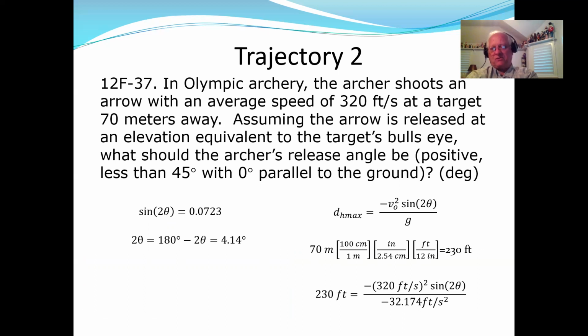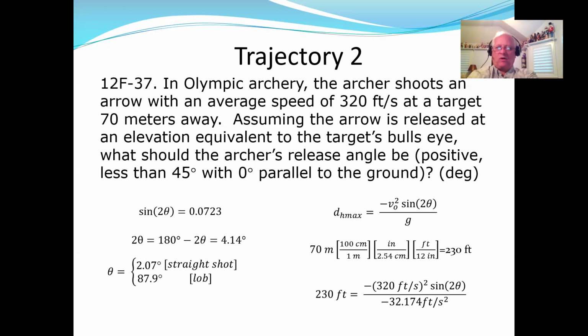Turns out, though, that there's a trig identity. The sine of 2 theta is equal to the sine of 180 degrees minus 2 theta. So basically, I have two different solutions for this. When I take the inverse sine of 0.0723, I get 4.14 degrees. If I set that equal to 2 theta, then 1 theta is equal simply to 2.07. But if I set it equal to 180 minus 2 theta, I get 87.9 degrees.